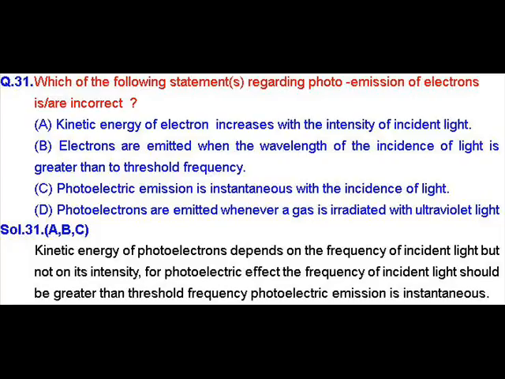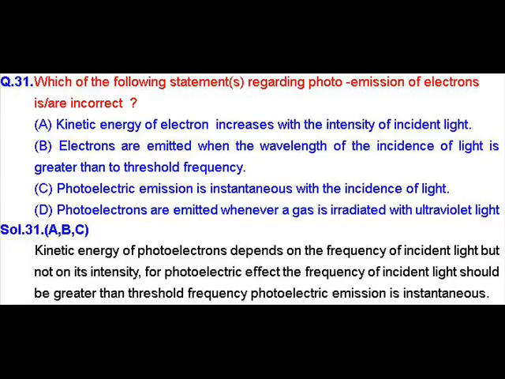Second one, for a given metal there is a cutoff wavelength lambda naught such that a beam of light of wavelength larger than lambda naught does not cause electrons to be ejected from the metal, however strong be the source. And third one, the maximum kinetic energy of the photoelectrons for a metal depends only on the wavelength of the light and not on its intensity. Similarly, the number of emitted photoelectrons depends on the intensity of the light, not on wavelength. So according to option A, kinetic energy of electron increases with the intensity of incident light.